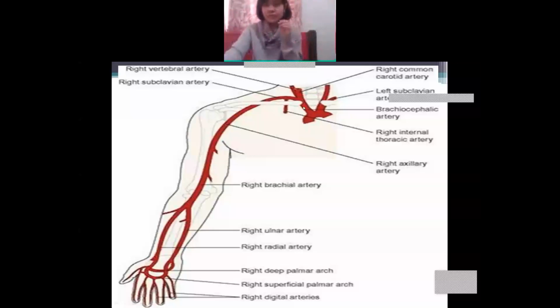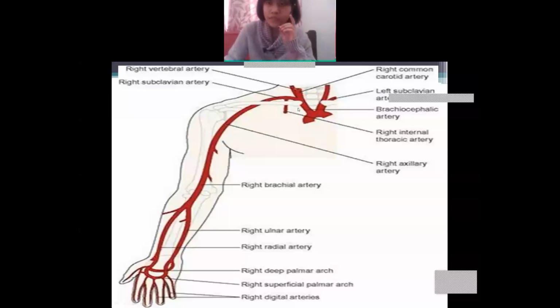ये जो brachiocephalic artery है ना, ये कहाँ पे है? ये पीछे में होता है. ठीक है, पीछे में कहाँ पे? ये clavicle है, तो clavicle के ठीक पीछे में ये brachiocephalic artery रहता है. समझ में आया? Did you understand?